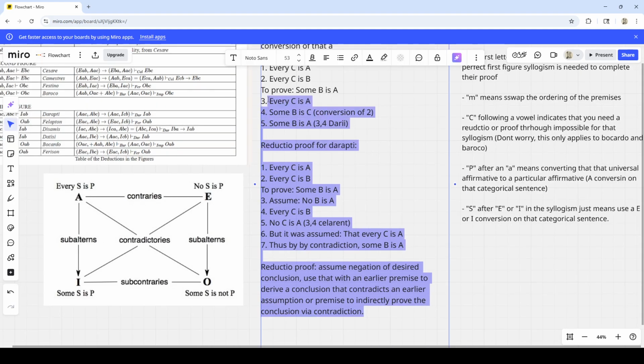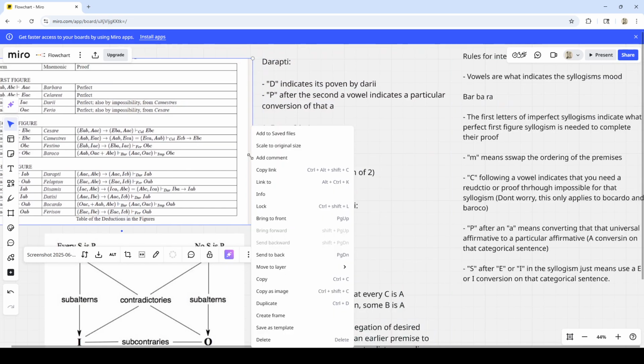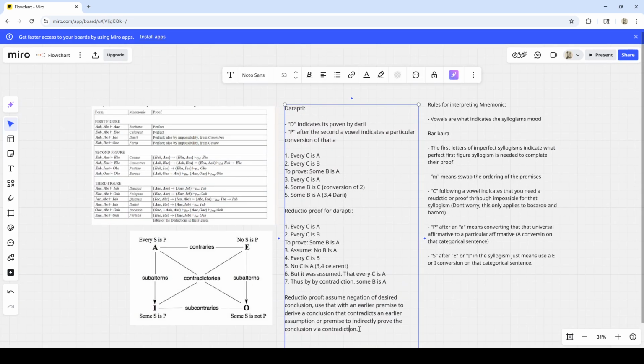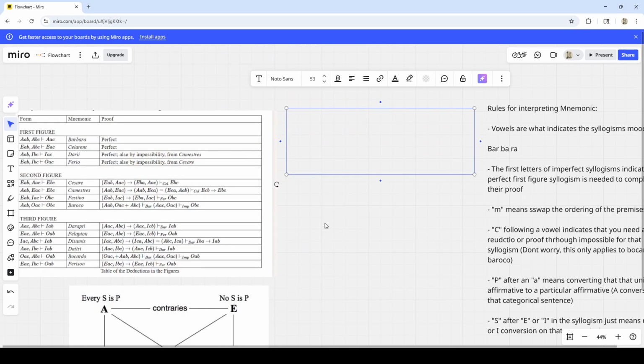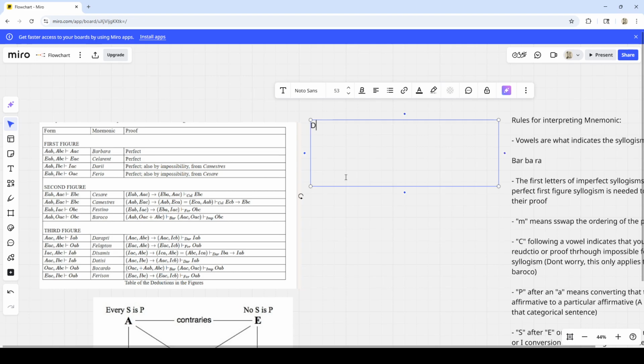Okay, so let's get into it. There's an interesting thing in the table that I wanted to point out. Here, look at Darii and Ferio, which can be reduced via impossibility. So I just want to show you something.